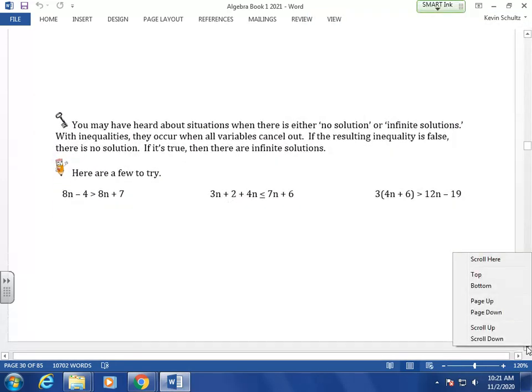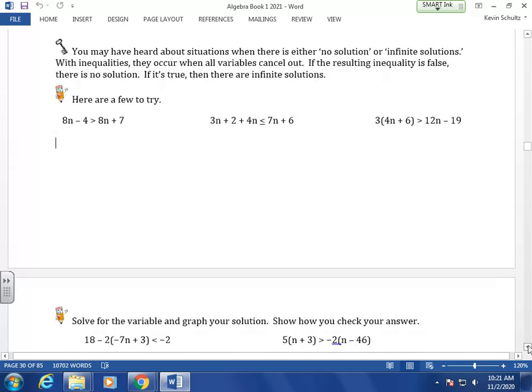Down below, you may have heard about situations when there's either no solution or infinite solutions. We ran across this in PO10 as well. With inequalities, they occur when all variables cancel out, just like an equation. If the resulting inequality is false, there is no solution. If it's true, then there are infinite solutions. So just like equations, we look at this, 8n minus 4 is greater than 8n plus 7, and that should kind of trigger the thought that this is a special one.